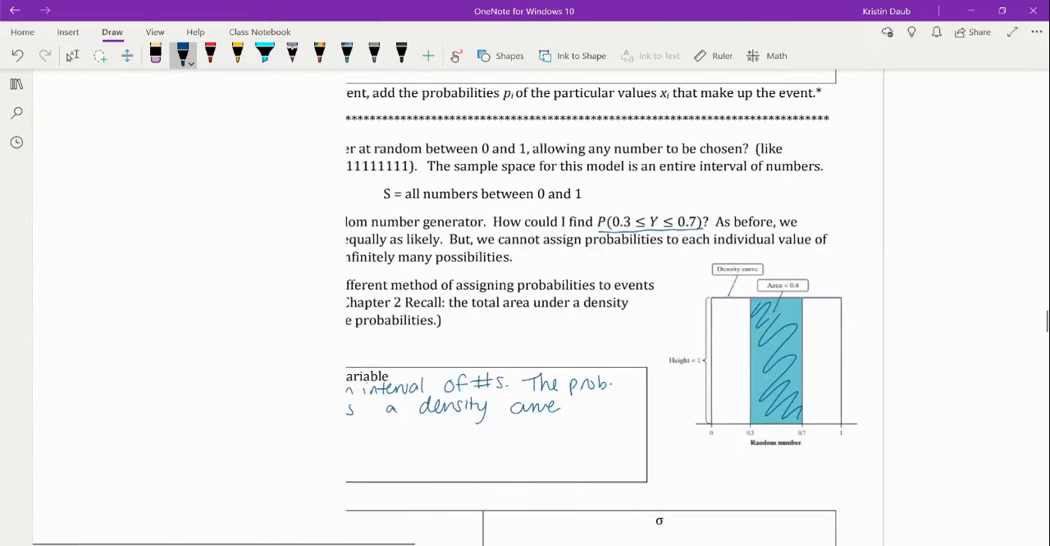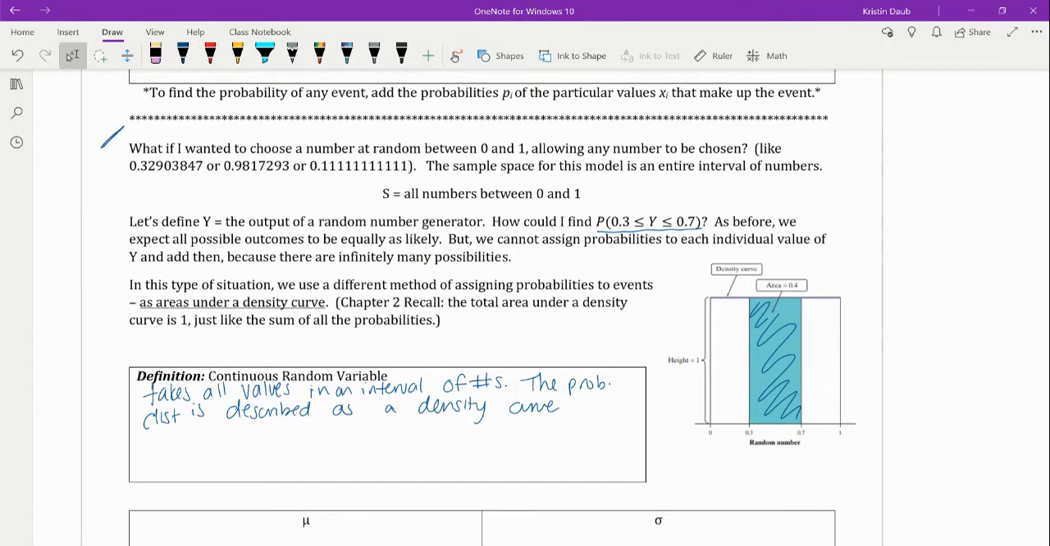Should. I have the definition of a continuous random variable there. It's going to take all the values in an interval of numbers. The probability distribution is defined as a density curve. And so what we're going to say is, to find the probability of an event, you need to find the area under the curve and between certain bounds.